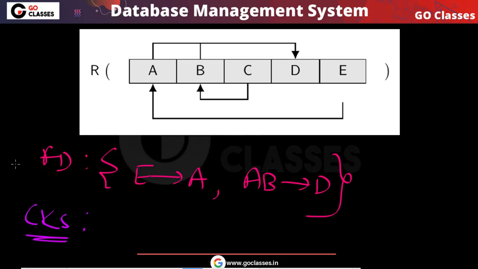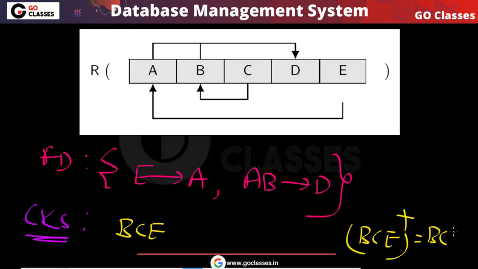So what are the candidate keys here? You can notice B must be part of every candidate key. BC must be, I can say BCE. So BCE must be part of every candidate key. And if you find BCE plus, what will that give you? That will give you BCAD. Okay, so you can notice this is the only candidate key. So BCE is the candidate key.